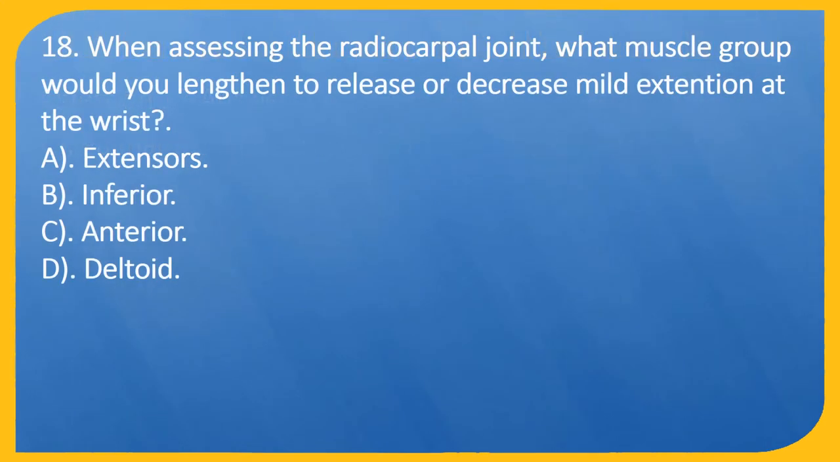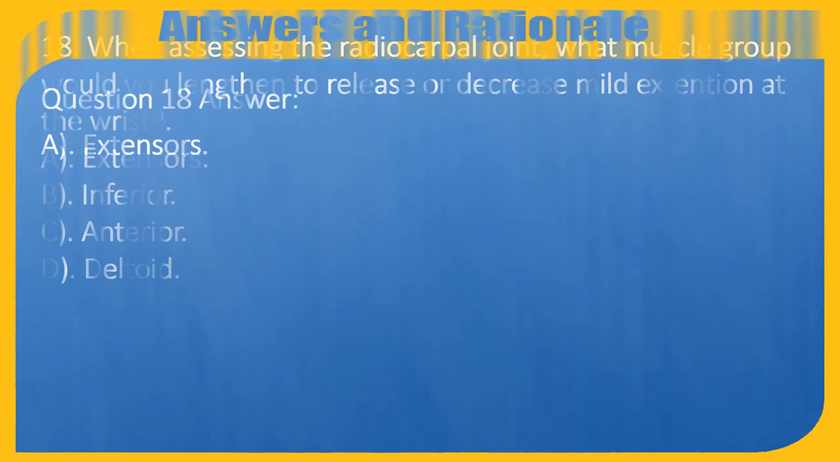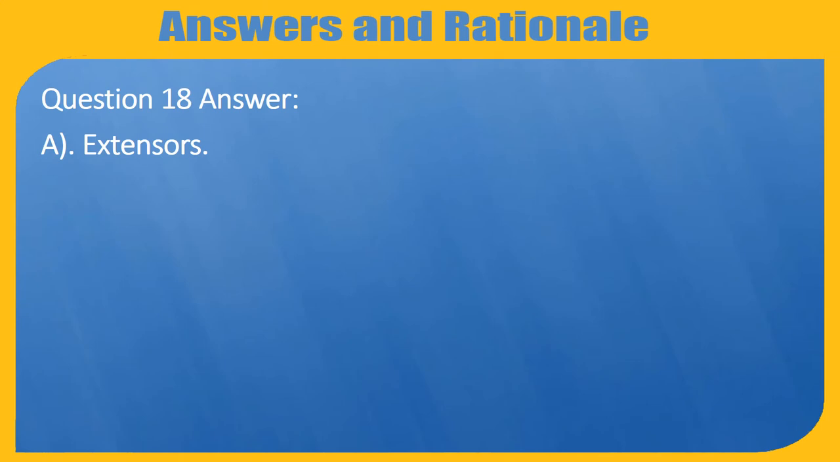Question 18. When assessing the radiocarpal joint, what muscle group would you lengthen to release or decrease mild extension at the wrist? A. extensors. B. inferior. C. anterior. D. deltoid. Question 18. Answer. A. extensors.